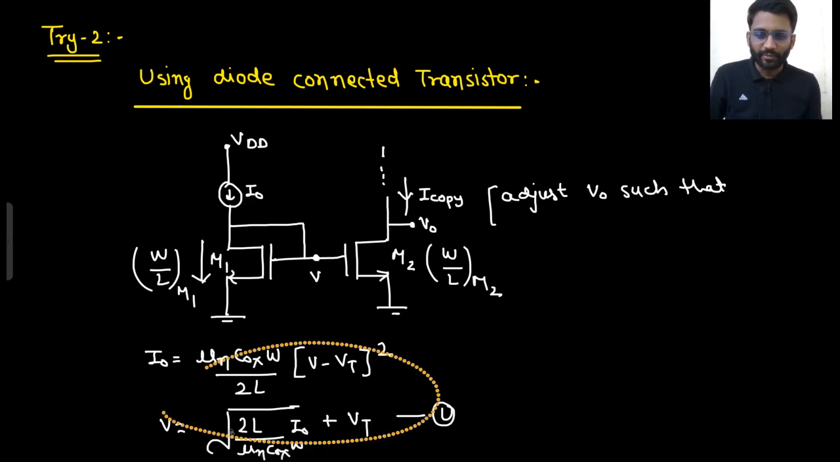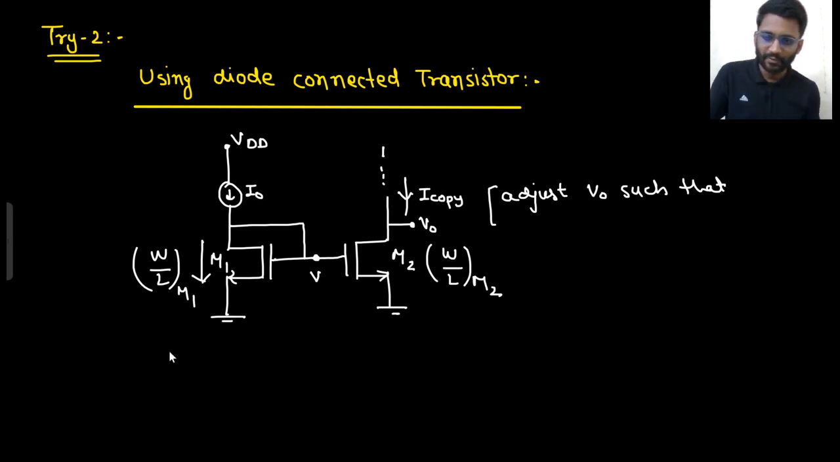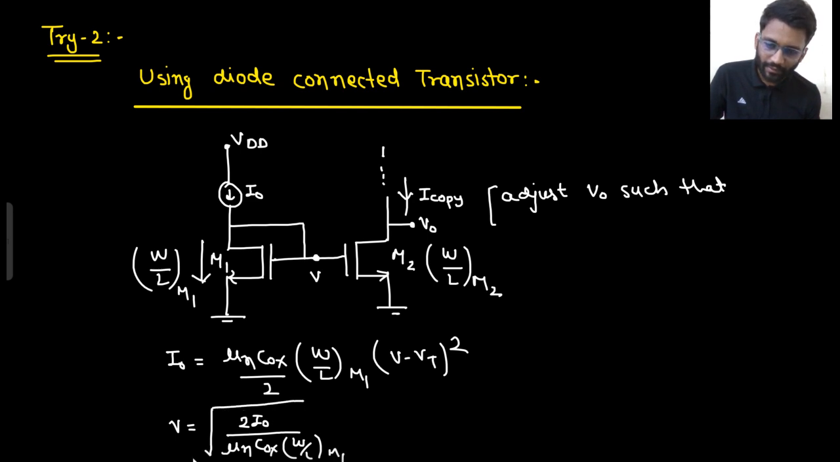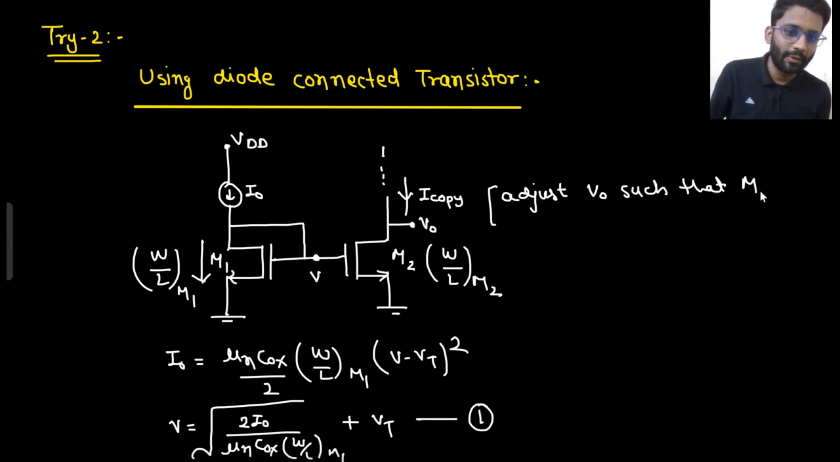So I should change those equations because I need to write W by L of M1. What will be your I naught? I naught would be mu n Cox W by L of M1 divided by 2 into VGS minus VT whole square. So what will be V? V will be root of 2 I naught upon mu n Cox W by L of M1, plus Vt. This is equation 1, and this voltage is fed to M2, and you have adjusted V naught such that M2 is working in saturation region.